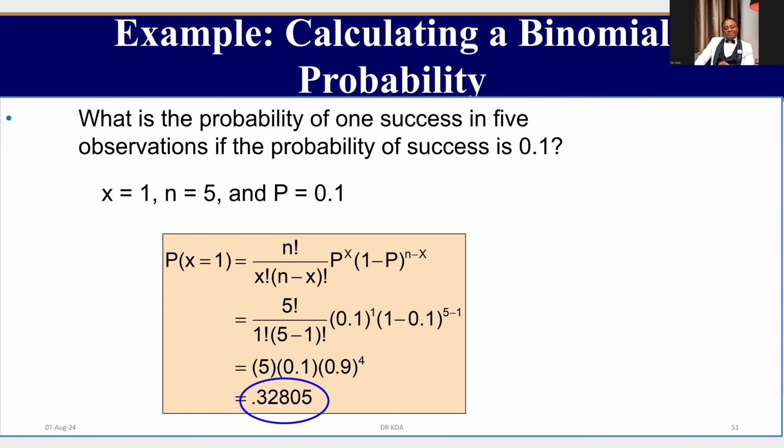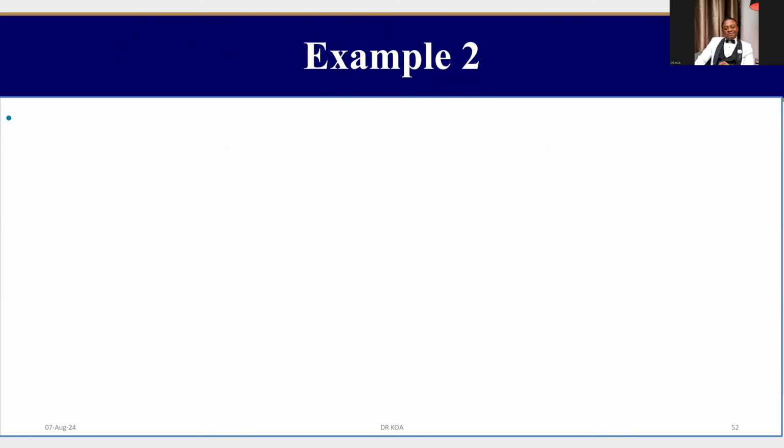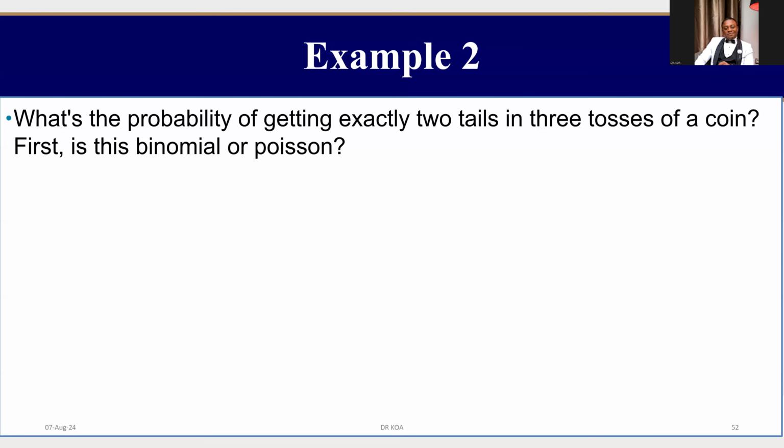Would you have been able to find this under some sort of intense pressure? Detect that it is a binomial. Identify the elements of the binomial formula. Check how you find each element. Your job is done. Let's take another example. What is the probability of getting exactly 2 tails in 3 tosses of a coin? Is this binomial or Poisson?